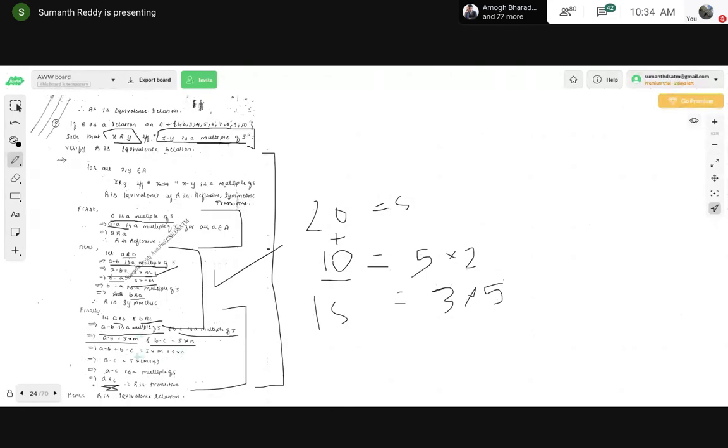So based on this, I have done this addition. After this simplification, it will be a minus c is a multiple of 5. Since a minus c is a multiple of 5, a is related to c, and this satisfies the transitive property. And since it is reflexive, symmetric, and transitive, obviously it will be an equivalence relation.